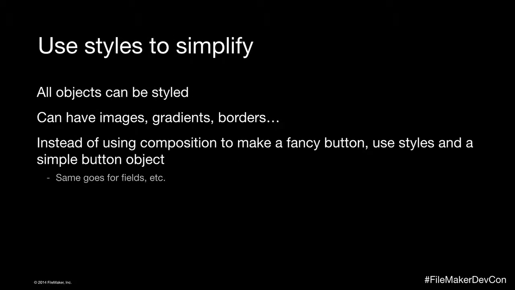On that same note, you can use styles to simplify. Every object can be styled. If you want to put an image in a square, you can. Buttons can have images. They can have gradients. They can have borders. You no longer need to stack things one on top of another. So the advice I give you is, instead of using composition to make fancier-looking objects, try to use styles to get the same effect. You'll find that it's usually a little bit faster.